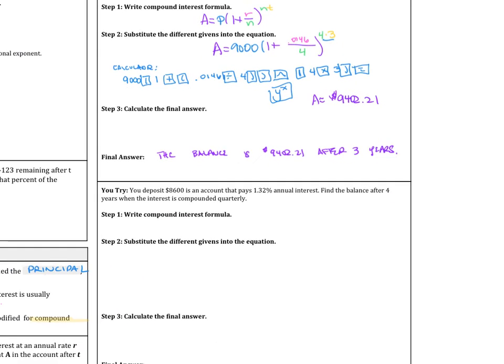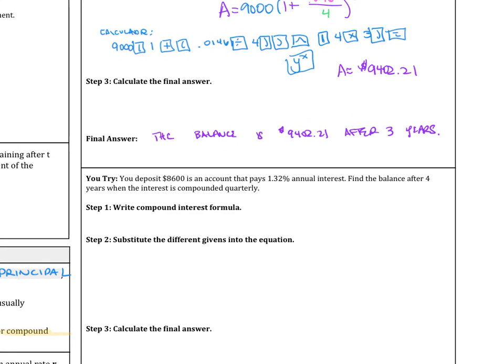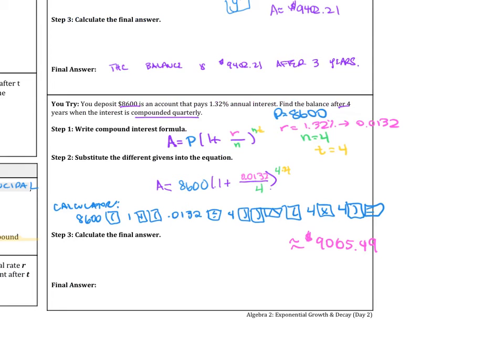You want to try this next example. You deposit $8,600 in an account that pays 1.32% annual interest. Find the balance after 4 years when the interest is compounded quarterly again. Try this out. Okay, you should have gotten $9,065.49.